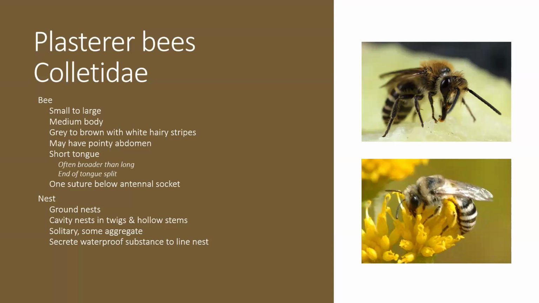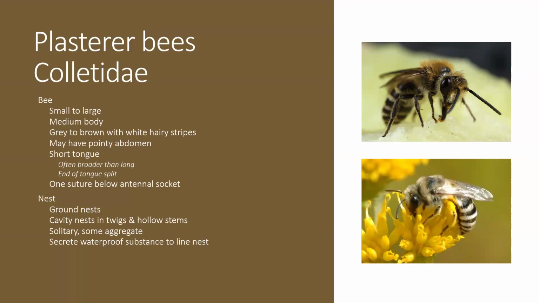This is another short-tongued bee. You can see that really distinctly in the upper picture there. The tongue is often very broad, and the end of the tongue, if you look at it underneath magnification, is actually split, kind of like a snake's tongue.